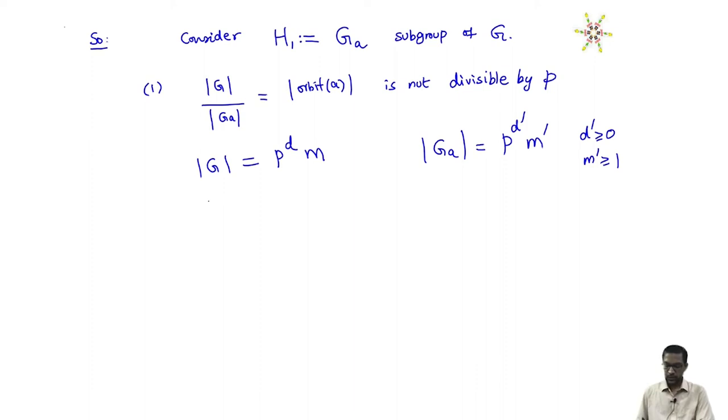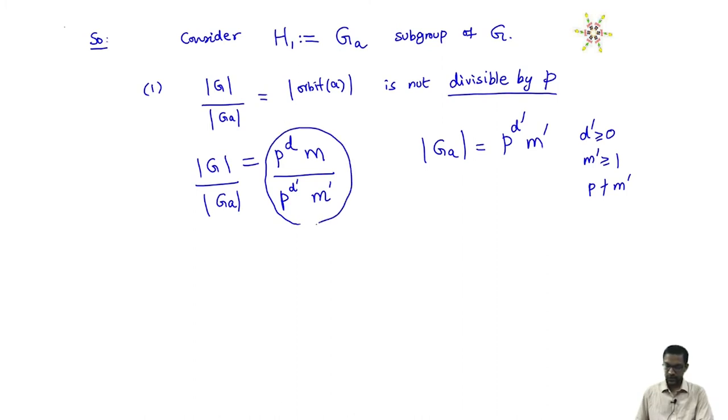Now let's divide the cardinality of G by the cardinality of GA. Observe, any natural number can always be written uniquely in this form, as P to some power times some natural number where P doesn't divide M prime. So this is P to the power D prime times M prime. Now, in this quotient, what is it that I know? That finally, there are no powers of P occurring. After I have cancelled out all the common factors, no powers of P are left over. No powers of P divide this quotient.